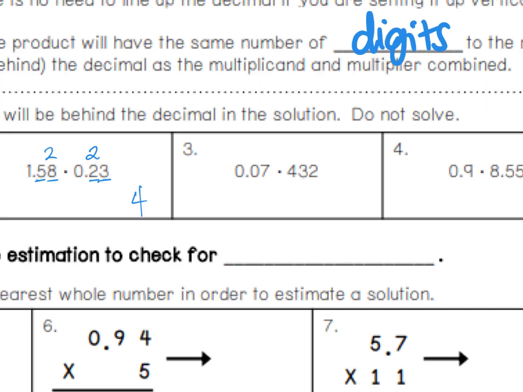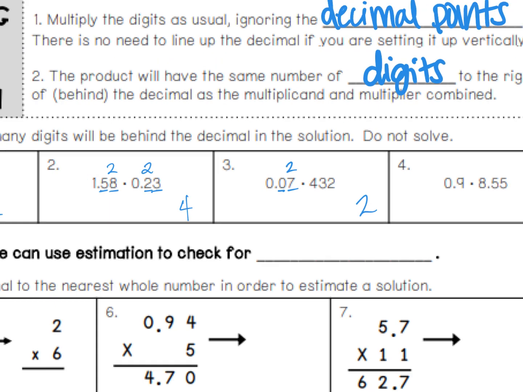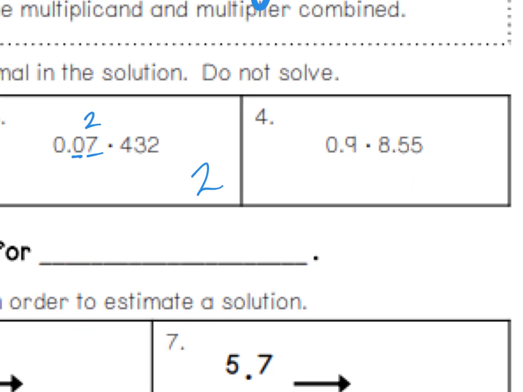Looking at number 3, we have 0.7 times 432. There are no decimals in 432, but in 0.07, we have 0 and 7 behind the decimal. That is 2 numbers, so we will need 2 numbers in this solution. When looking at number 4, we are going to count the numbers behind our decimal. We have 0.9 times 8.55. There are 3 numbers behind the decimals altogether, so we will have 3 numbers behind our decimal in the solution.